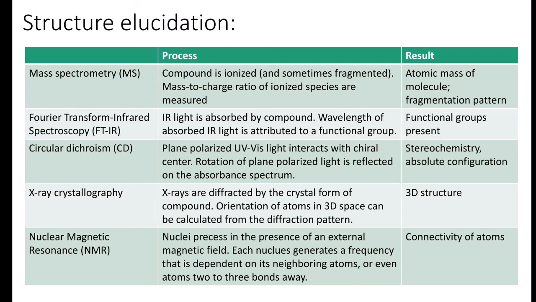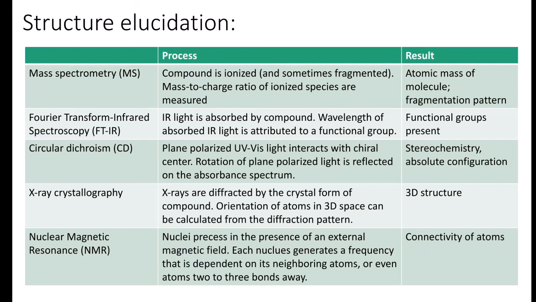X-ray crystallography. X-rays are diffracted by the crystal form of the compound. Orientation of atoms in 3D space can be calculated from the diffraction pattern. So you will get the 3D structure using X-ray crystallography. And for NMR, nuclei precess in the presence of an external magnetic field. Each nucleus generates a frequency that is dependent on its neighboring atoms or even atoms 2 to 3 bonds away from it. So the result, you will get the connectivity of the atoms.